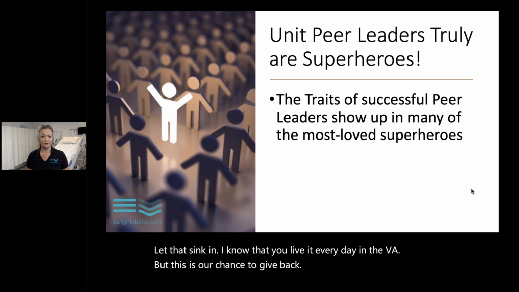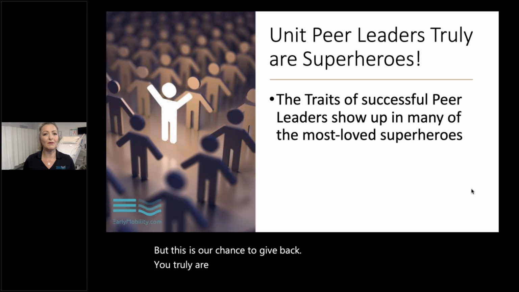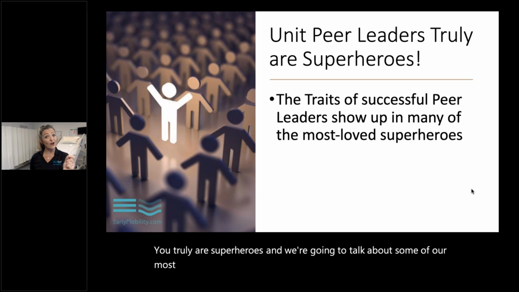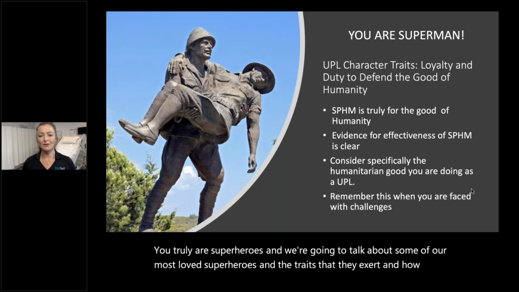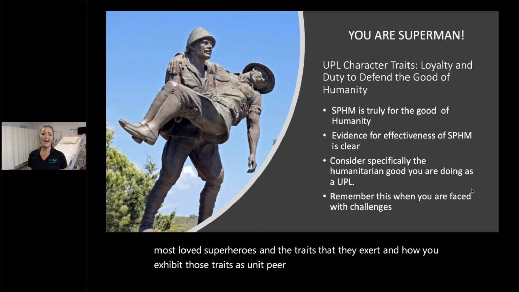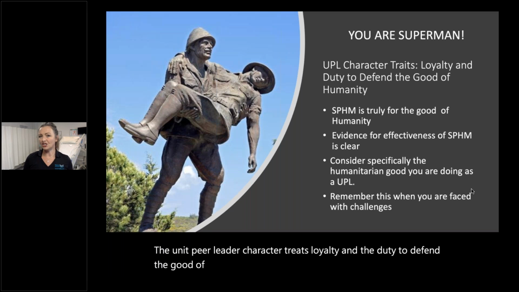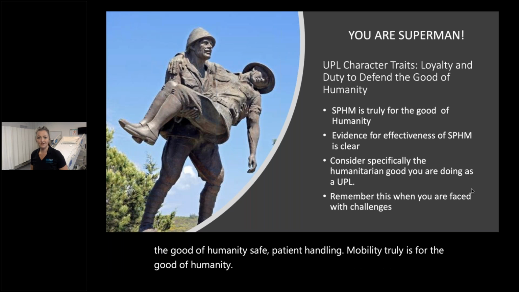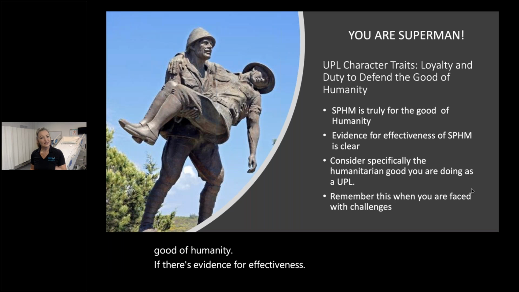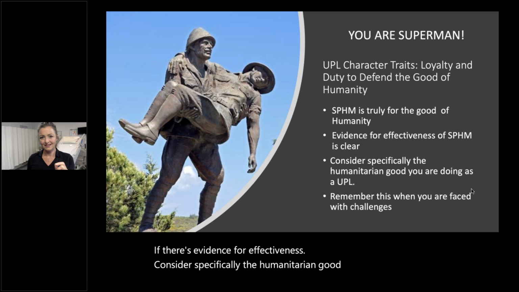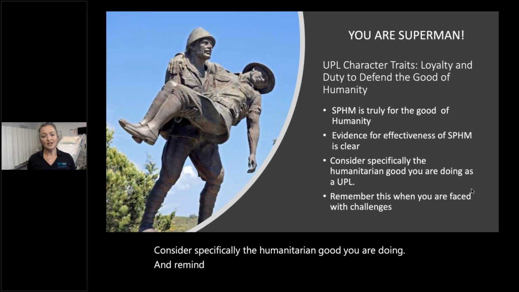You truly are superheroes. And we're going to talk about some of our most loved superheroes and the traits that they exude and how you exude those traits as unit peer leaders. You are Superman. The unit peer leader character traits, loyalty, and the duty to defend the good of humanity. Safe patient handling mobility truly is for the good of humanity. If there's evidence for effectiveness, consider specifically the humanitarian good you are doing. And remind yourself often. Look at each other.